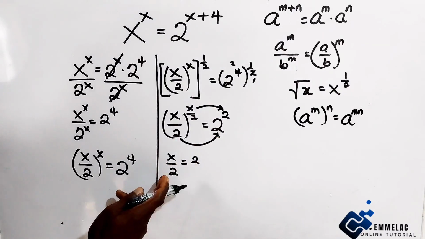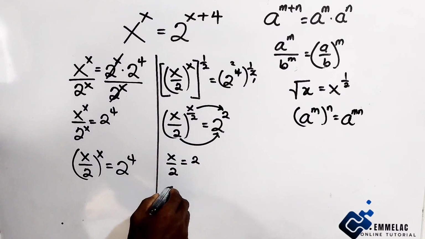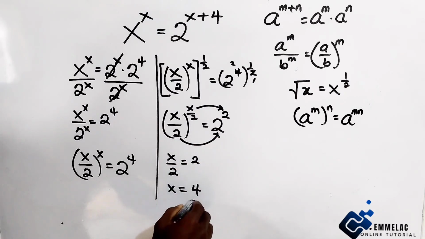Now if we multiply 2 to both sides, we end up having that x equals 4.